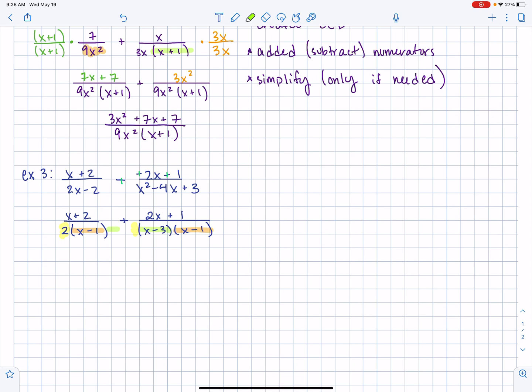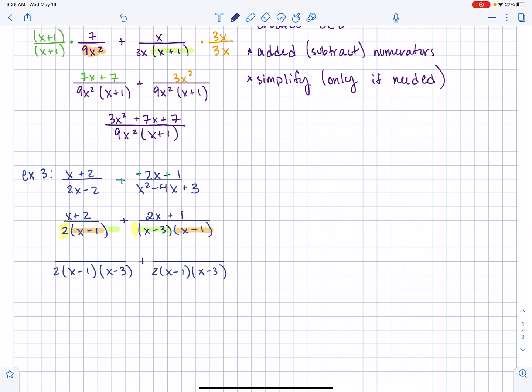Once again, I like to write the denominator before I get started on multiplying, just so I'm very clear as to what I need to multiply by. So the new denominator needs to be 2 times x minus 1 times x minus 3 plus, once again, same denominator over here, 2 times x minus 1 times x minus 3. And again, that would get me, if I'm looking at the colors, a yellow, an orange, and a green for both. All right, so we need to multiply.